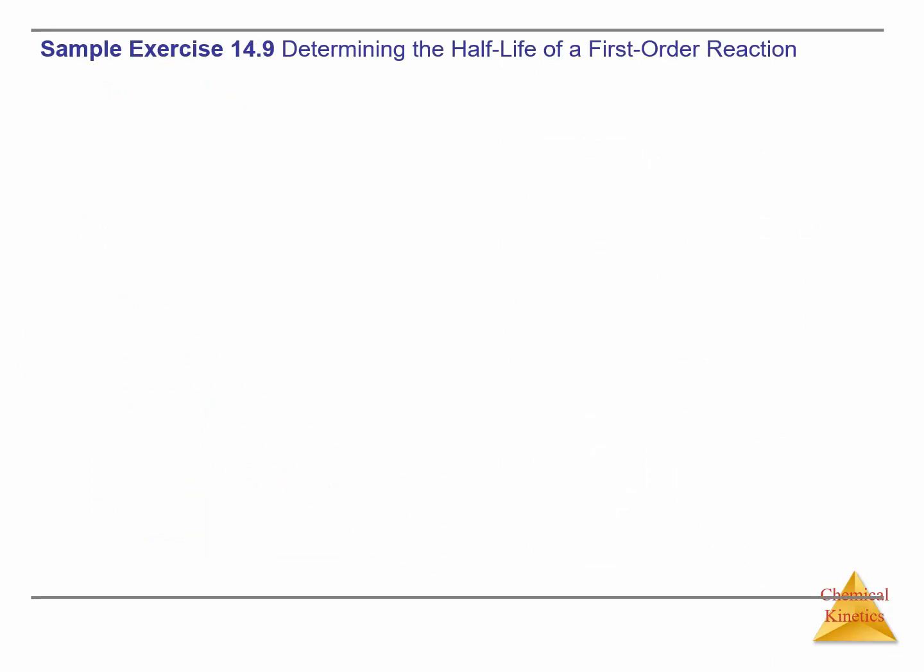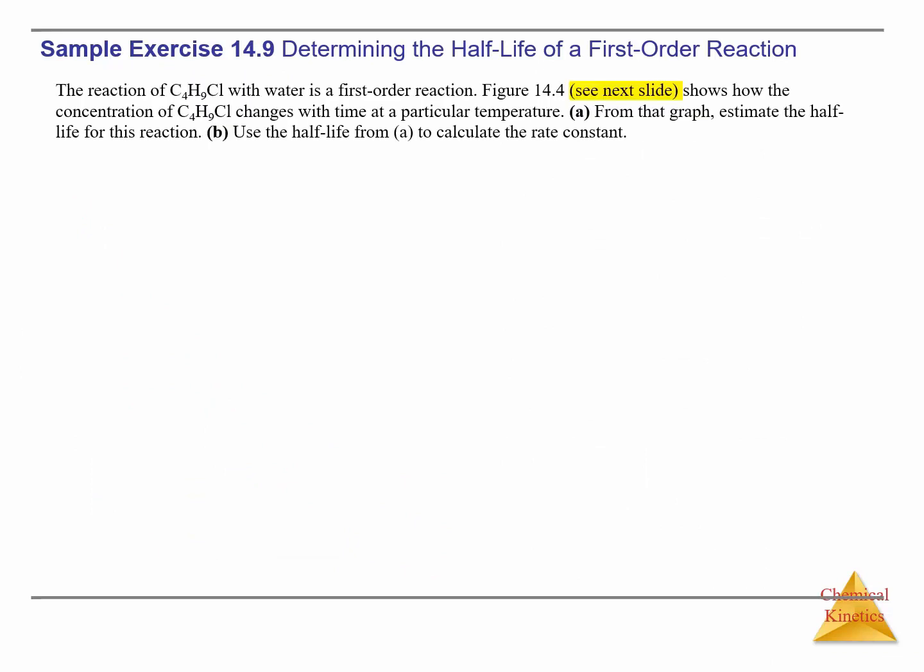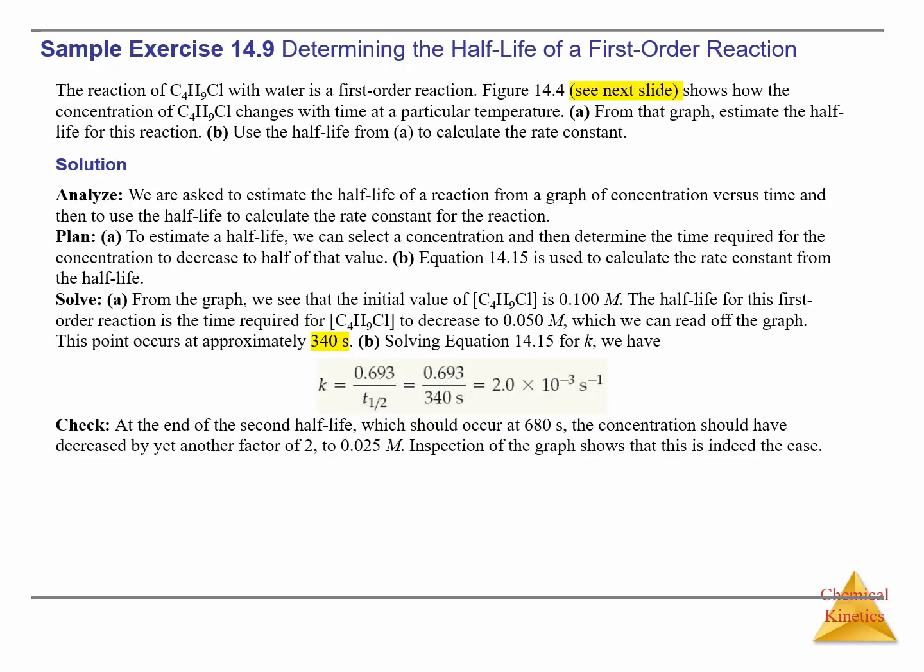Now, let's look at this sample exercise determining the half-life of a first-order reaction. The same data we saw in part 2: the reaction of butyl chloride with water is a first-order reaction. Figure C shows how the concentration changes with time at a particular temperature. From that graph, estimate the half-life for this reaction and use the half-life to calculate the rate constant. Then, a plan to estimate half-life: we can select a concentration and then determine the time required for the concentration to decrease to half of that value.